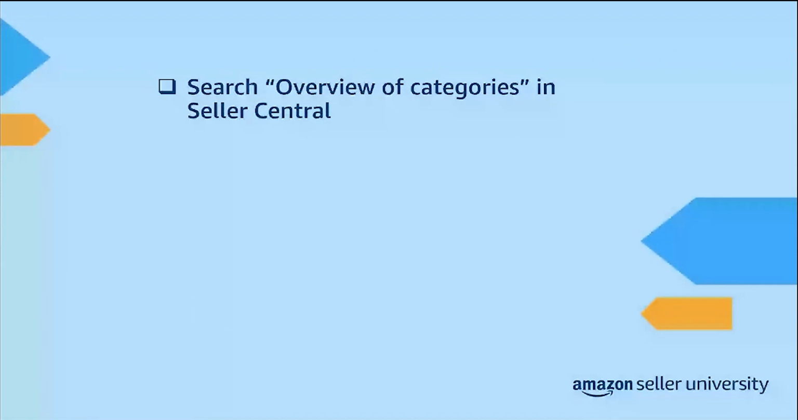The specific requirements for approval will vary by brand, category, and subcategory. To find detailed information on a specific category's requirements, search Overview of Categories in Seller Central and select the selling guidelines for the category you're interested in.